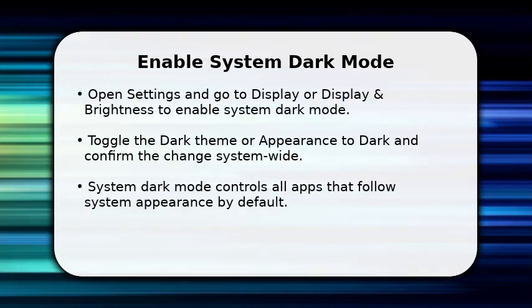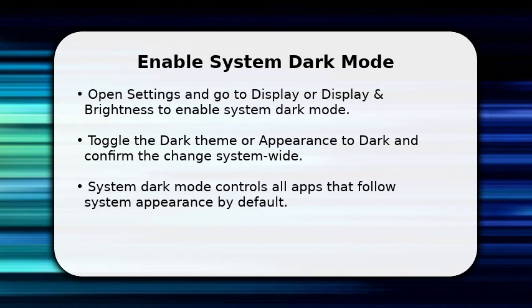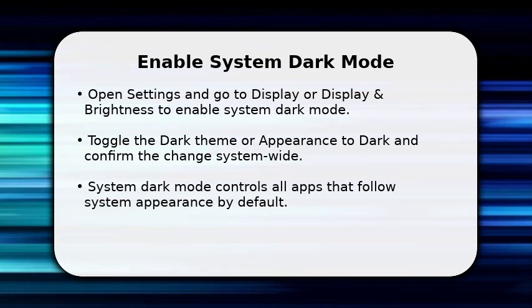This video shows the only way to enable dark mode from System Settings. Open Settings and go to Display or Display and Brightness on your device. Find the Appearance or Theme section and look for Dark or Dark Theme. Toggle the dark option once to apply it across the system.